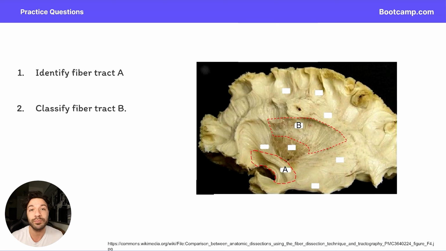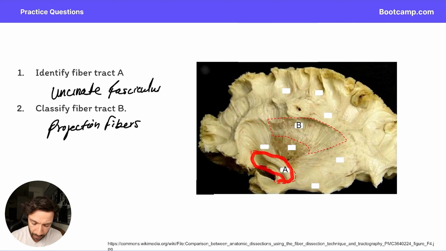And then fiber tract B, well, these are going to be traveling vertically. If they're traveling vertically, they're most likely connecting a higher to a lower CNS area or a lower to higher CNS area. So these are going to be projection fibers. Specifically, this is the corona radiata right here. So we have the uncinate fasciculus, which is fiber tract A, and fiber tract B is going to be classified as projection fibers.